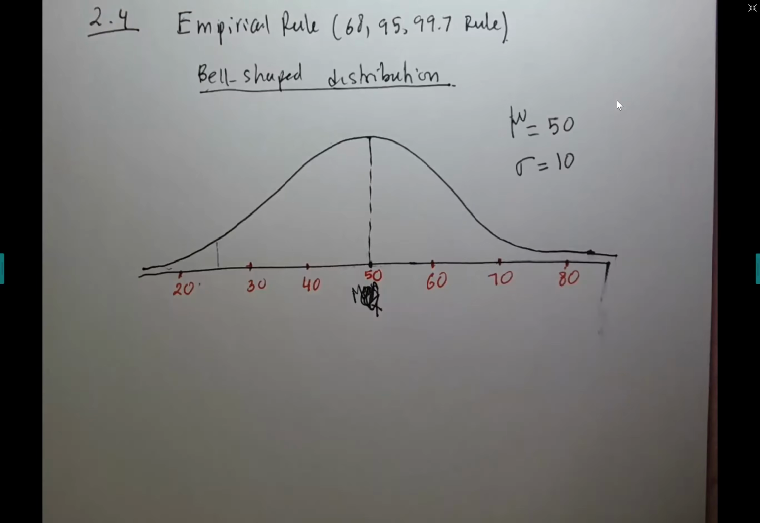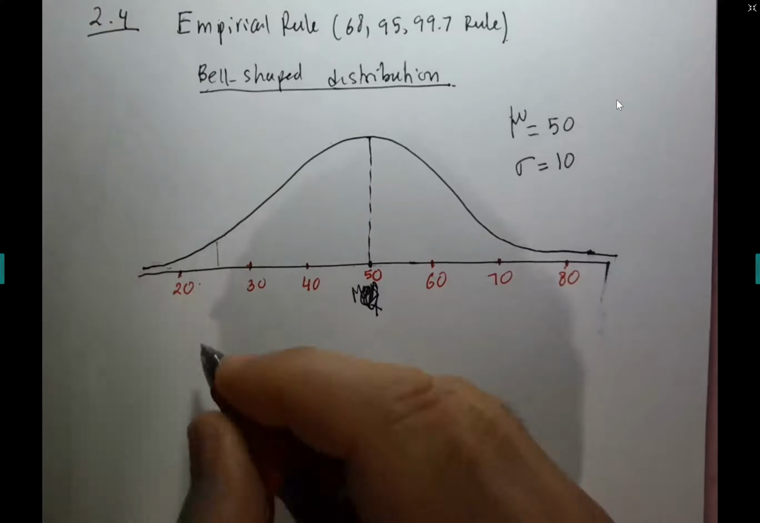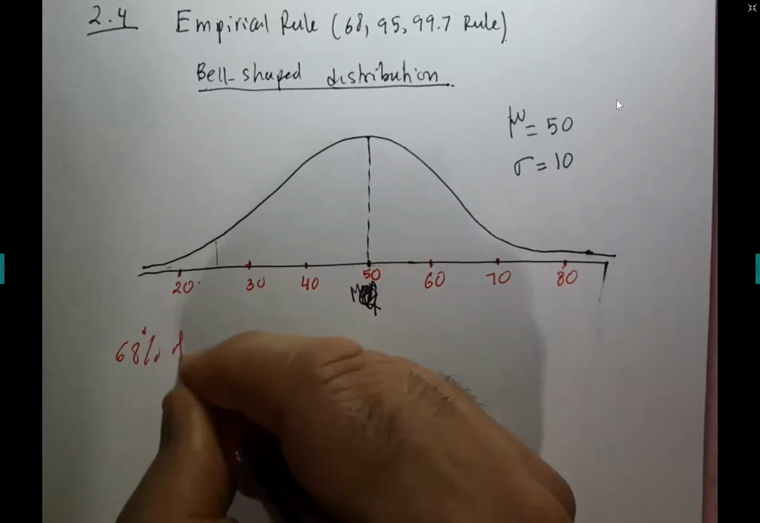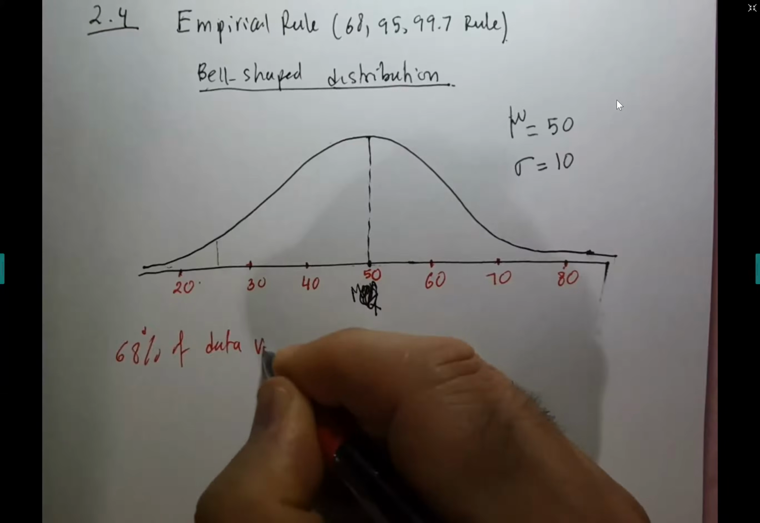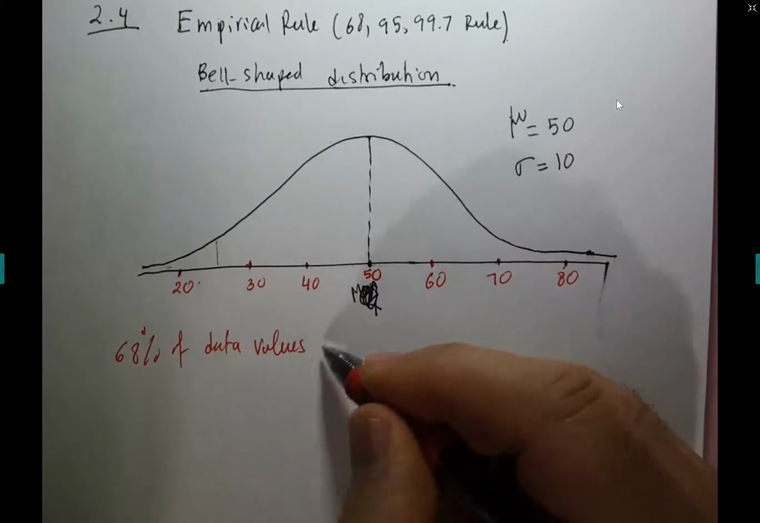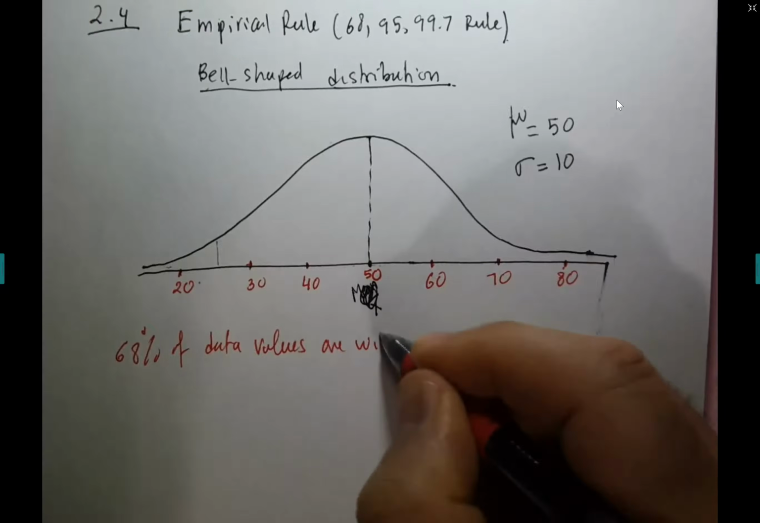And they came up with the following conclusions, that 68% of data values, I'm going to write it down and then I'll sketch it for you guys. 68% of data values are within one standard deviation of the mean.